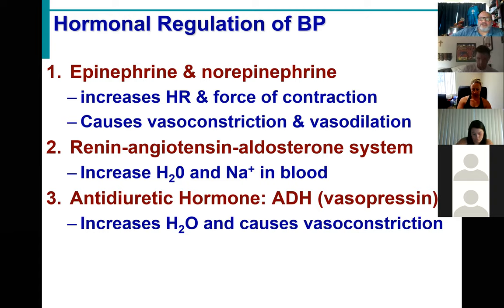So again, it does two things. It targets the kidneys to bring back water, which increases blood volume, which increases blood pressure. In fact, this antidiuretic hormone is one of the main ways that we concentrate our urine, right? When we are slightly dehydrated as a result, making your urine smaller volume and darker and yellow in color. It also causes vasoconstriction, which again increases blood pressure as well.